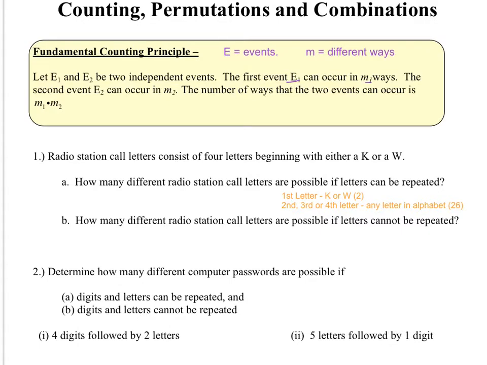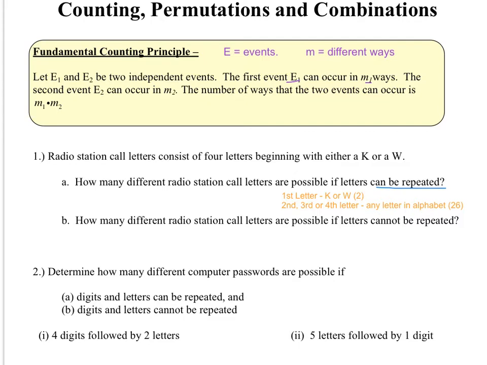Okay, so let's look at the first example. It says that a radio station's call letters consist of 4 letters beginning with either a K or a W. Call letters are just the letters that a radio station comes up with, like WOX or XRY. That's all that call letters are, just those letters for the radio station. It asks how many different radio station call letters are possible if letters can be repeated.